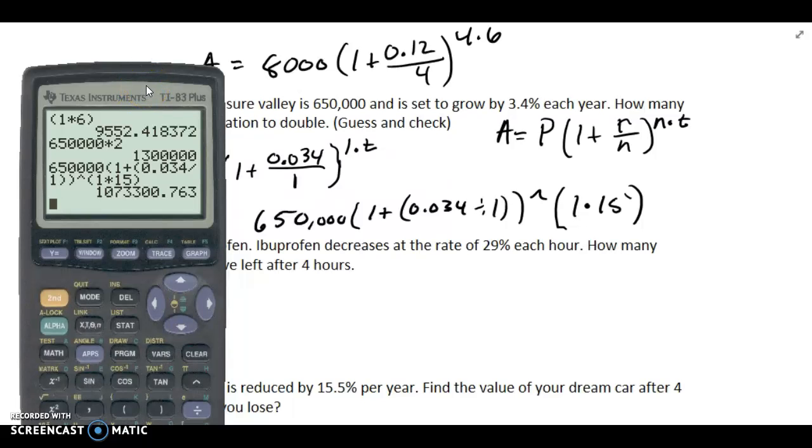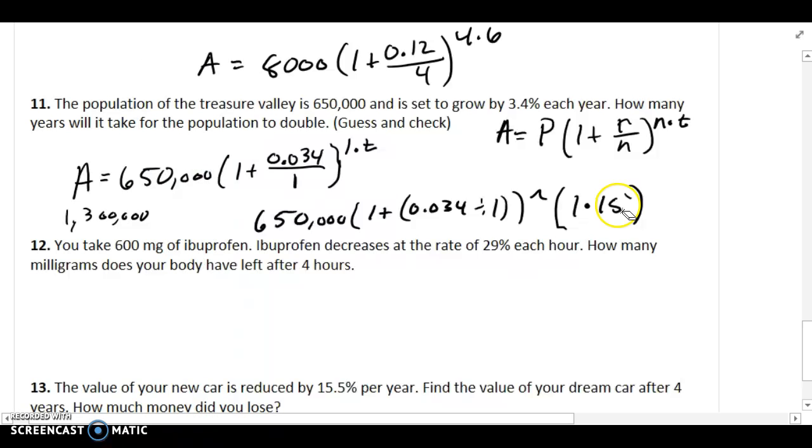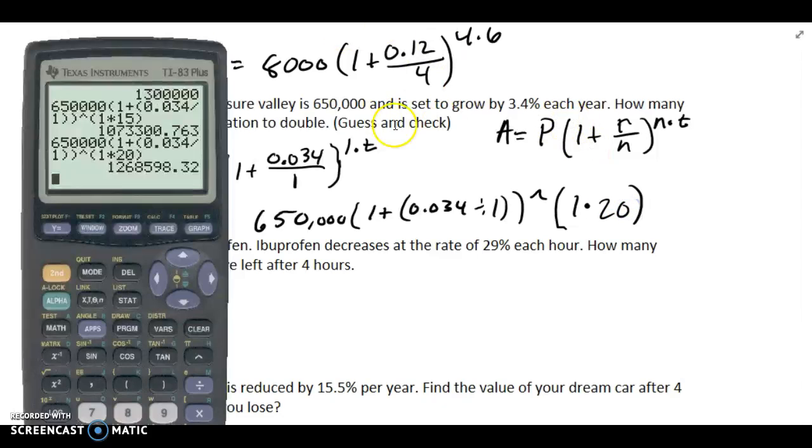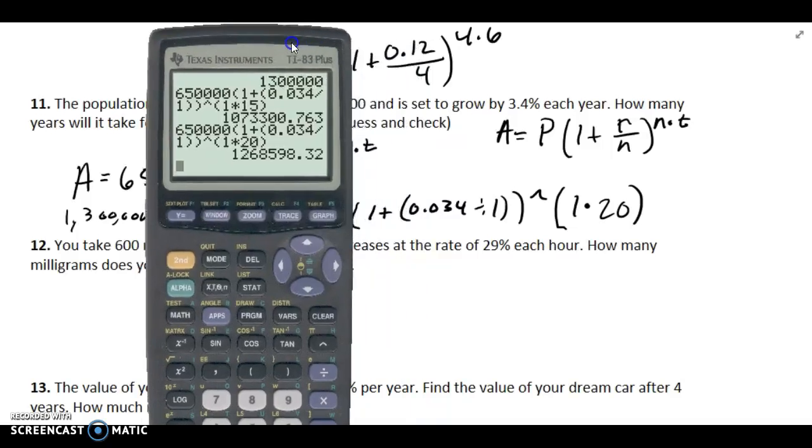So let's pick, let me think. Let's pick 20. Let's try it with 20 and see what happens. So I tried 20 and I got almost what we need. We're only off by a few numbers here.